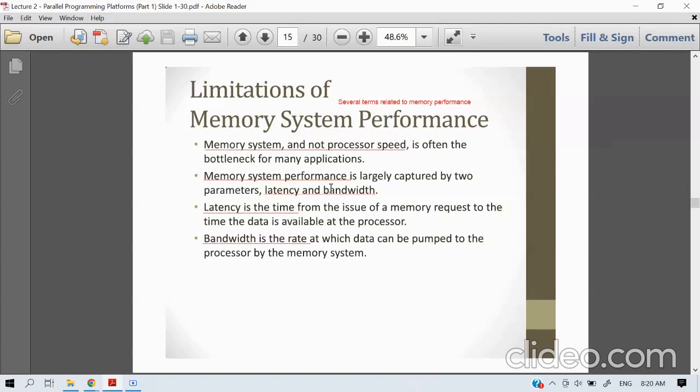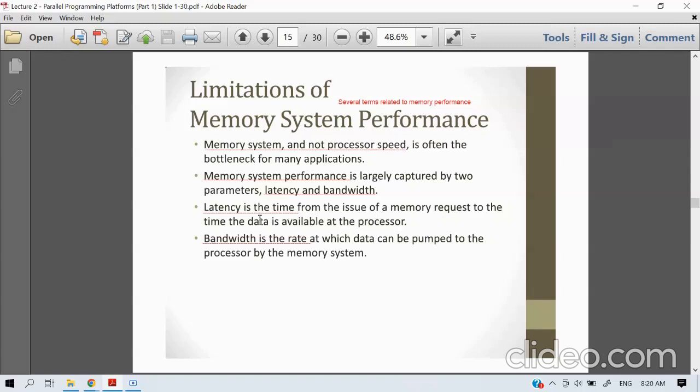We need to use these two terms or parameters to identify whether the performance is good or not during parallel processing execution. They are called latency and bandwidth. So what is meant by latency? Latency is related to time. It is measured from the issue of a memory request to the time the data is available at the processor.